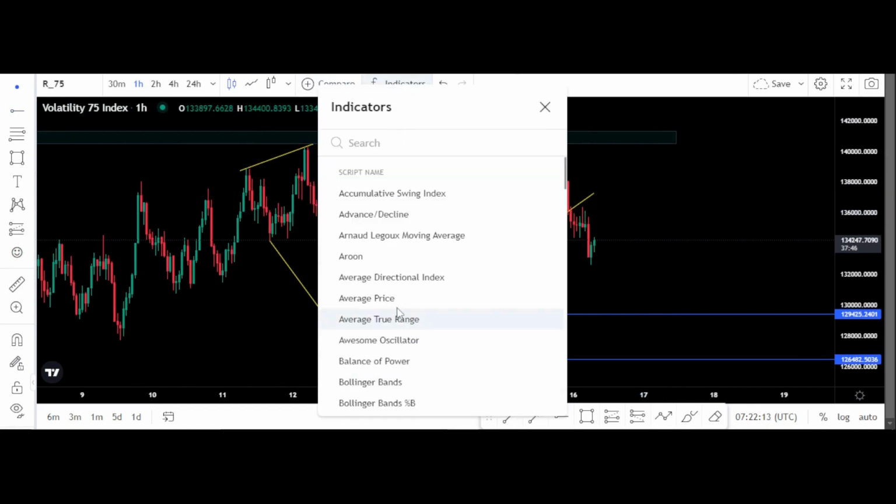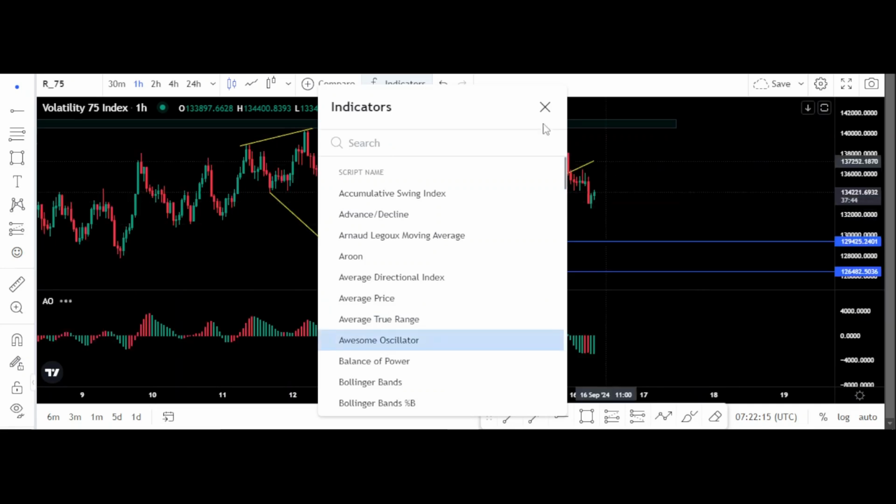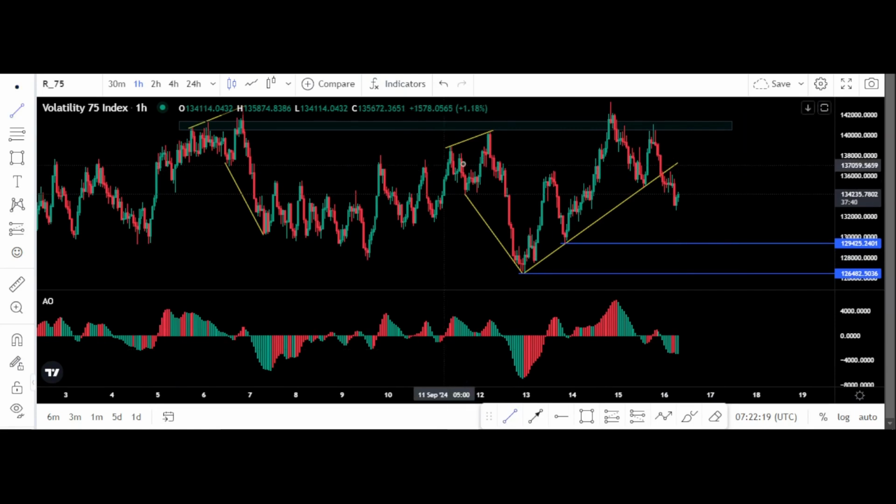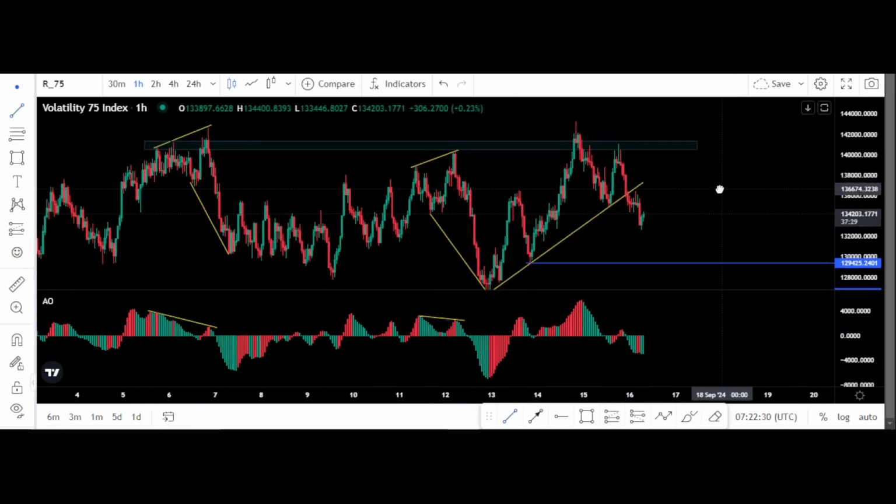And of course, using our awesome oscillator, you can see here clearly what did we have here. We had our divergence over there. All right, and then also what do we have over here? You can see we had our divergence over there. So divergence acts as a what?